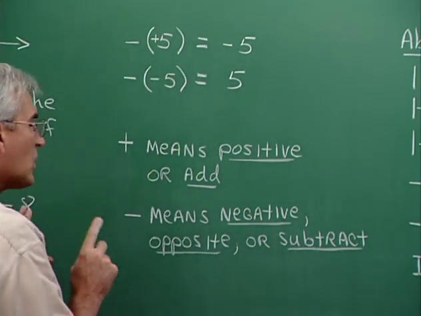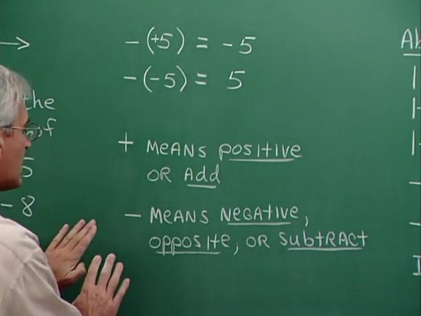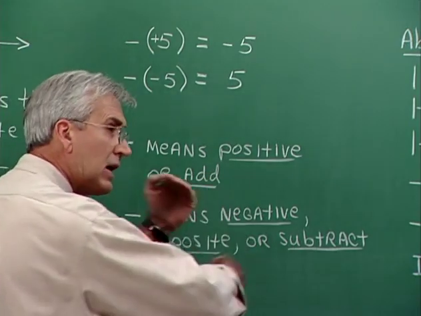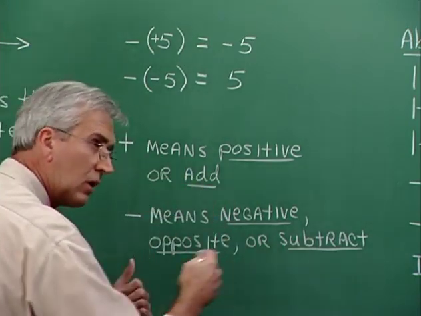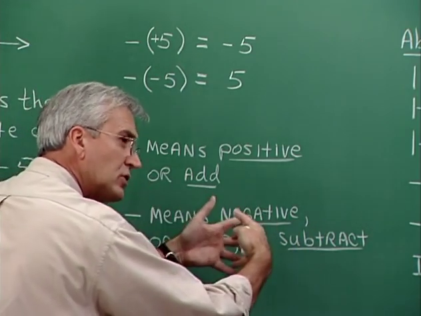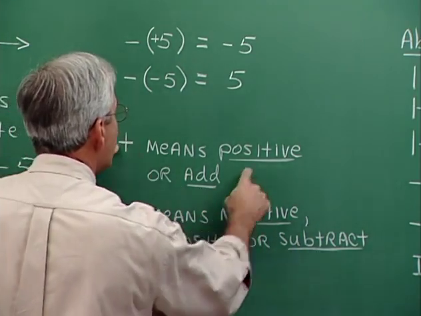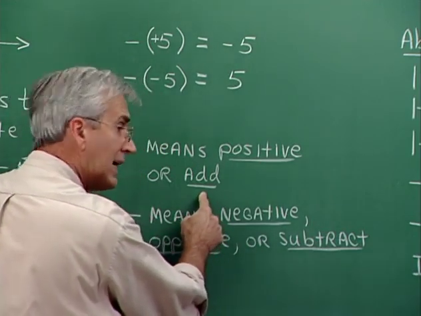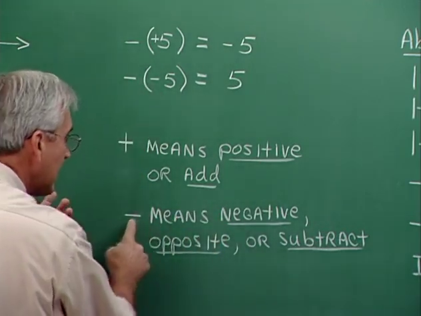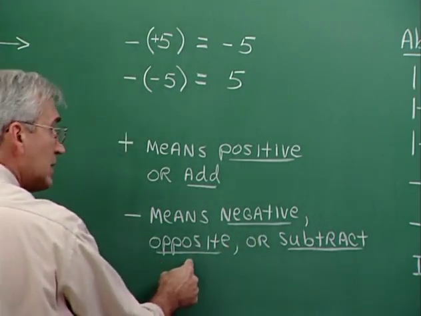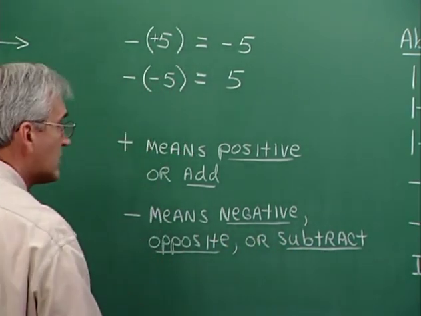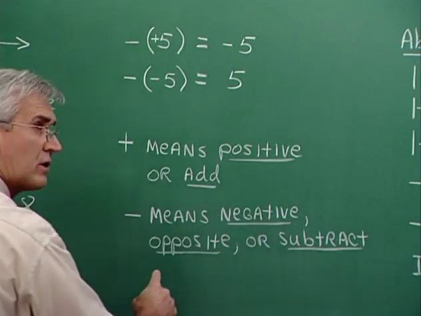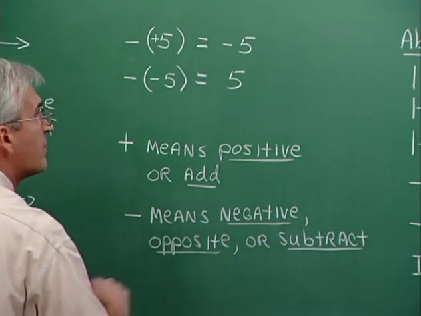All right. So our plus sign and our minus sign begin to take on different meanings, but those meanings are consistent with one another. A plus sign means positive for a positive number, but it also means add in some context. And this symbol means negative, it means opposite, it means subtract sometimes, and all of these various meanings are consistent with one another.